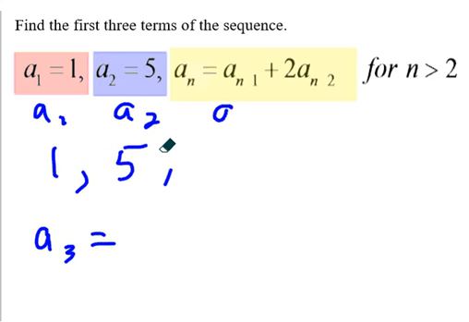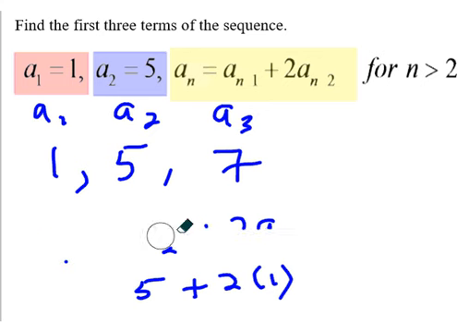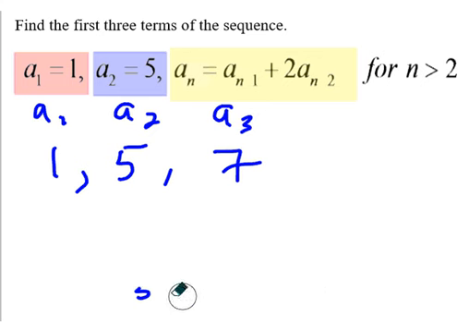All right, so then when I want A3, it says that I take a sub n minus 1. So I want this number right here. N minus 1 is 2. So I want A2, which was 5. And I'm going to add it to twice n minus 2, which would be A1. In this case, plus 2 times 1. And I add that up, and I get 7. Well, that's the first 3 terms. Let's try to find the next term, though, because I think we want to try this again.